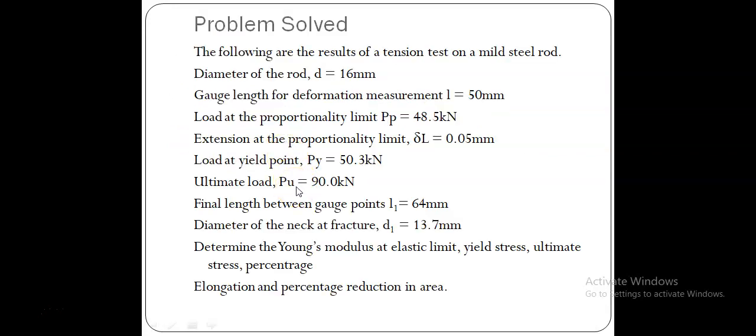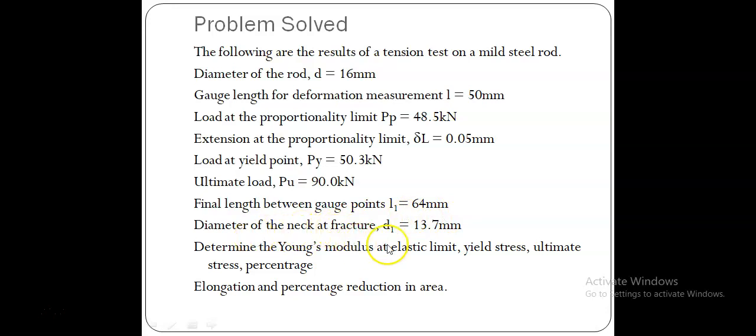The following are the results of a tension test. Let us see a problem. The following are the results of a tension test on a mild steel rod. Diameter of the rod D is equal to 16 mm. Gauge length for deformation measurement L is equal to 50 mm. Load at the proportional limit, that is Pp, is equal to 48.5 kilonewton. Extension at the proportional limit delta L is equal to 0.05 mm. Load at yield point Py is equal to 50.3 kilonewton. Ultimate load P is equal to 90 kilonewton. Final length between gauge length L1 is equal to 64 mm.